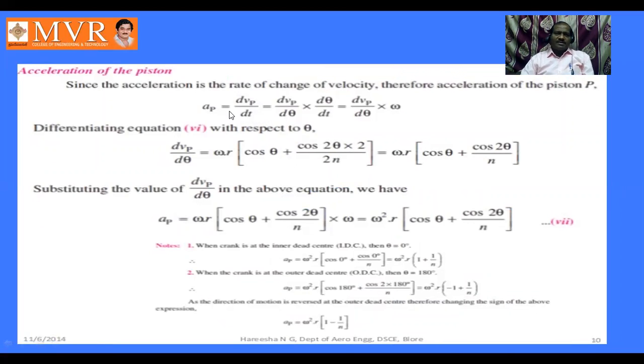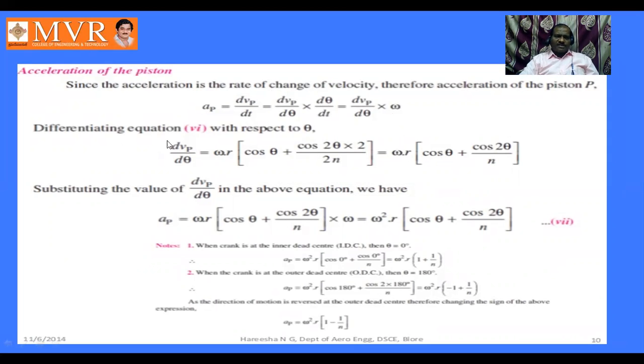Since acceleration is the rate of change of velocity, the acceleration of the piston P is obtained by differentiating the velocity, that is, dvp by dt, which is dvp by d theta into d theta by dt, that is, dvp by d theta into omega. Omega is 2 pi N by 60, where N is the rpm.